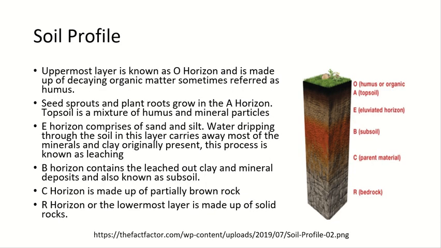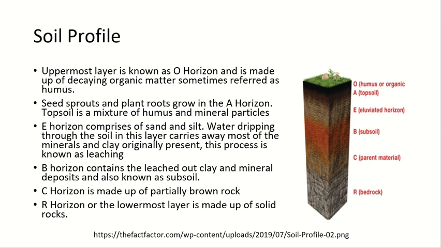Soil profiling, or the layers of soil. The uppermost layer is known as the O horizon, and it is mostly made up of decaying organic matter, also known as humus. The next layer, the topsoil layer or A horizon, is where the plants grow. The roots of the plants are there. The seeds are sown in this layer, and it contains a mixture of humus and mineral particles. This layer is also known as topsoil.